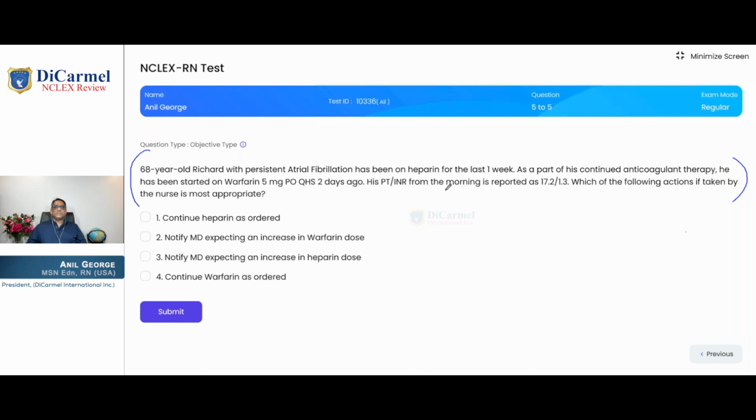And his PT-INR from the morning is reported as 17.2 and 1.3. Which of the following options, if taken by the nurse, is most appropriate? All right, let's see the options we have. Option 1, continue heparin as ordered. Option 2, notify MD expecting an increase in warfarin dose. Option 3, notify MD expecting an increase in heparin dose. Option 4, continue warfarin as ordered.